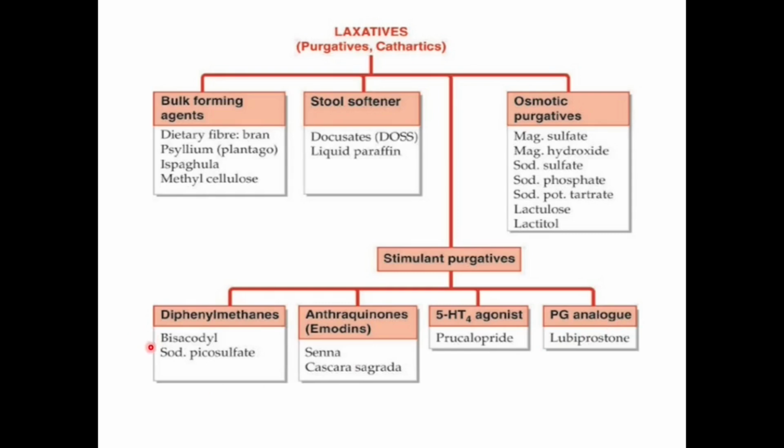Diphenylmethanes are basically given for emergency purposes, such as before some abdominal procedure, ultrasonography, abdominal CT, or abdominal X-ray. The commonest drug which we use is bisacodyl, and also there is sodium picosulfate, which is also an important one. Anthraquinones are senna and cascara sagrada. The 5-HT4 agonist is prucalopride, which is a prokinetic agent, and then the prostaglandin analog is lubiprostone.